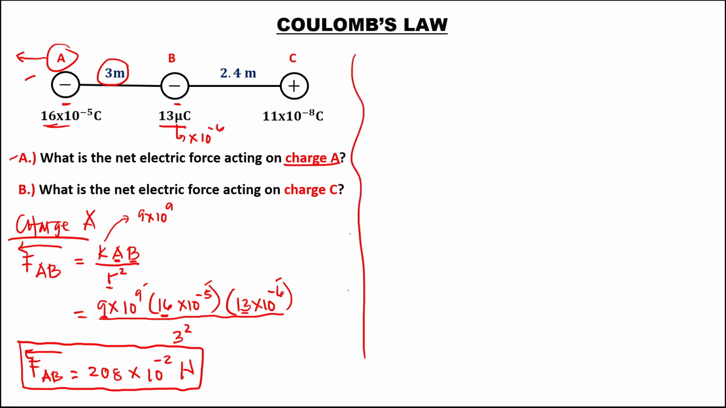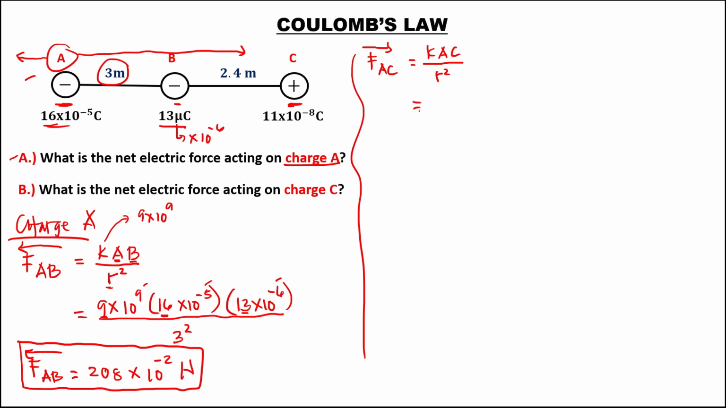Then we also need to find the force between A and C. Observe that A and C are opposite charges, so charge A is attracted to charge C. So the direction is to the right. Then the formula to find the force: Coulomb's constant times charge A times charge C, over the distance between A and C.